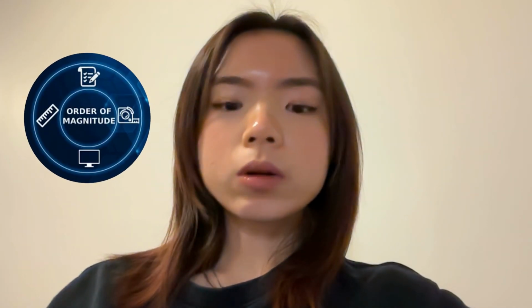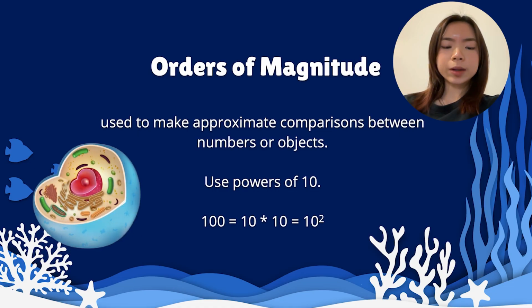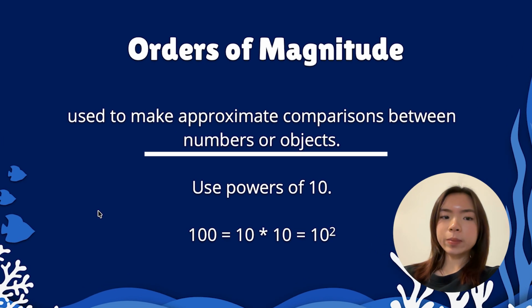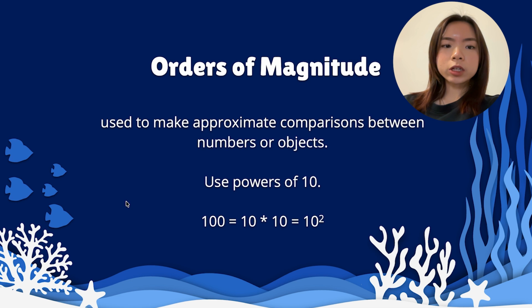Hello, so today we're going to be talking about orders of magnitude. Orders of magnitude are basically under the topic of eukaryotic and prokaryotic cells, and it's what we would use to make approximate comparisons between numbers or objects. And orders of magnitude are generally described using powers of 10.